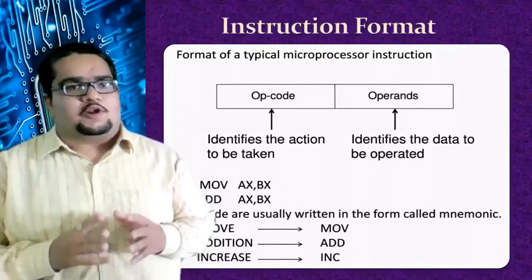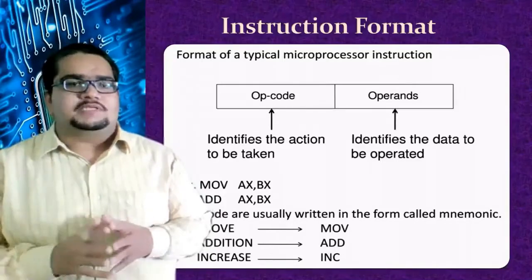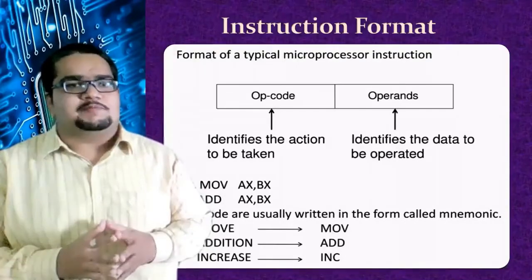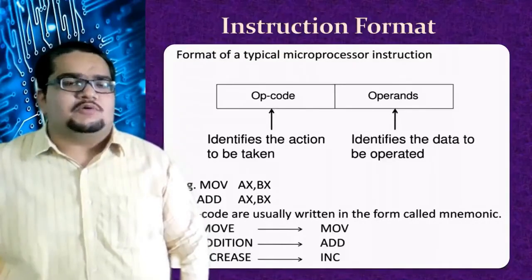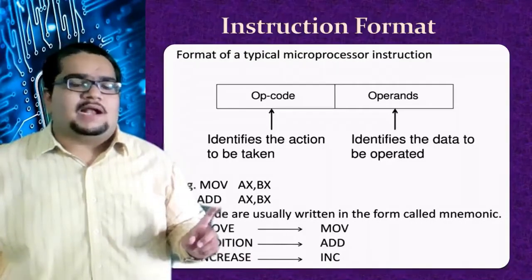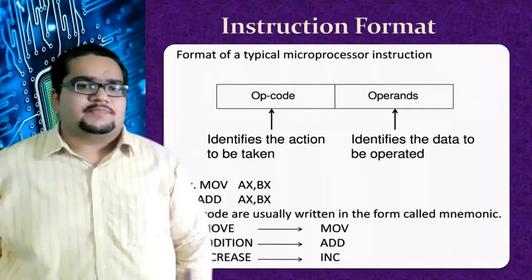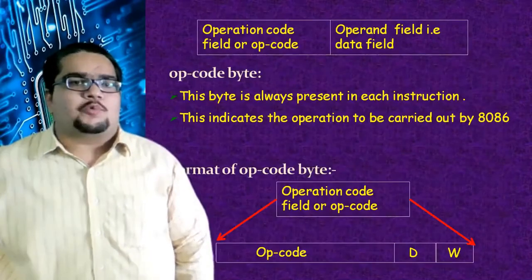Opcode is the code for the operation you have to perform, and the operands are the ones upon which your operation will be performed. So for the general instruction, we have checked some examples. Here we can see the move and add instructions. So this is what the structure of the opcode will be.